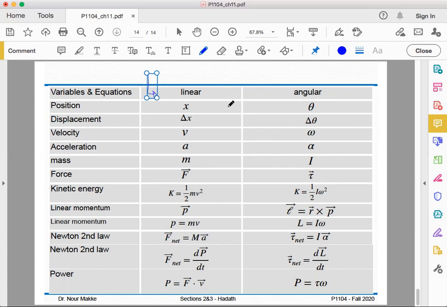Now in this table you will find all these equivalent or analog variables for rotational motion, which we call angular. So instead of x, we talked about the angular position theta. Instead of delta x, we talked about the angular displacement delta theta. Instead of the velocity, we talked about the angular speed omega. Instead of a, we defined the angular acceleration. And instead of talking about m, we talked about the moment of inertia. The moment of inertia is not just m; it is a distribution of the mass along or about the rotational axis.